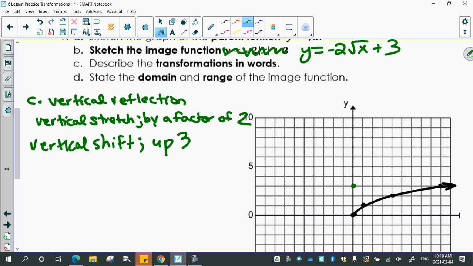I want a vertical reflection, so instead of going upward, I'm going to go downward. Does everyone see that? And I'm stretching my downs by 2. So instead of going down 1 each time, following the parent, which goes up 1 each time, I'm going to go down 2 each time. Okay, so I'm going to go over 1, down 2. Over 1, 2, 3, down 2. Over 1, 2, 3, 4, 5, down 2. And then I'm just going to draw in my graph. So that is my picture of y equals -2 square root of x plus 3.